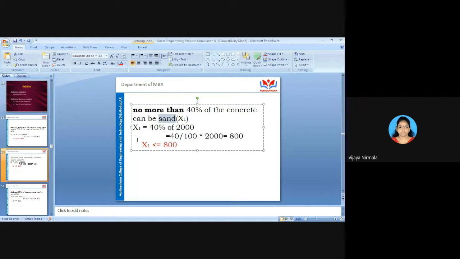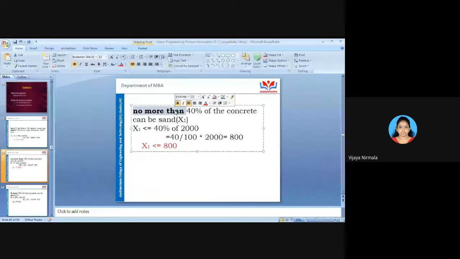So here they said "no more than." It means that it is less than or equal to. How did you write this, less than or equal to? It is "no more than": 40% you should not exceed. So no more than means it is equal to 40% or less than 40%. That's what they are telling. No more than, in the sense, less than or equal to 40%.